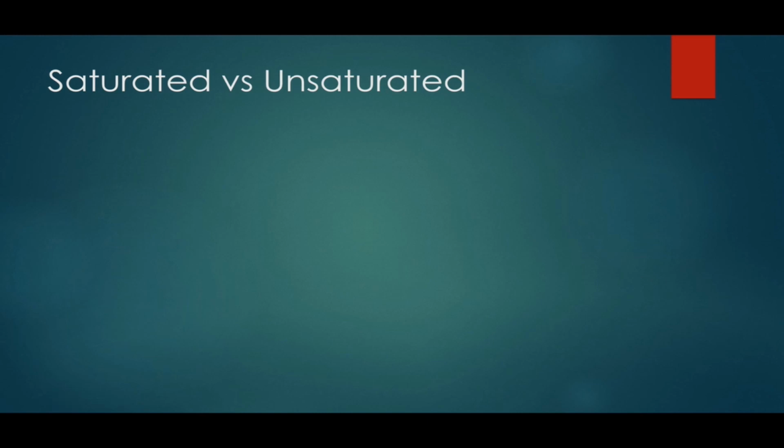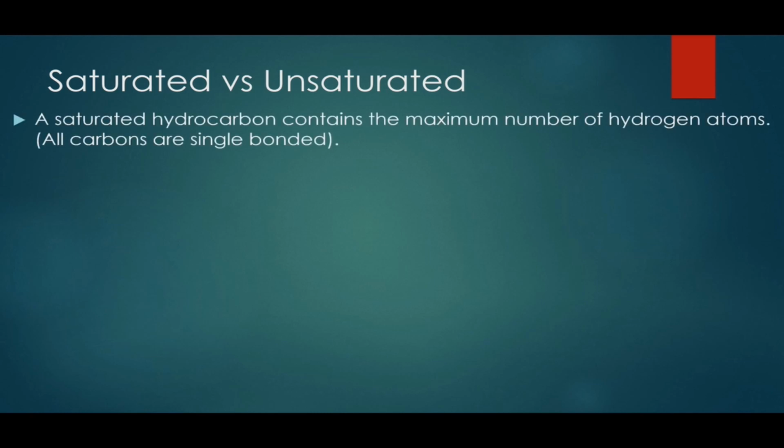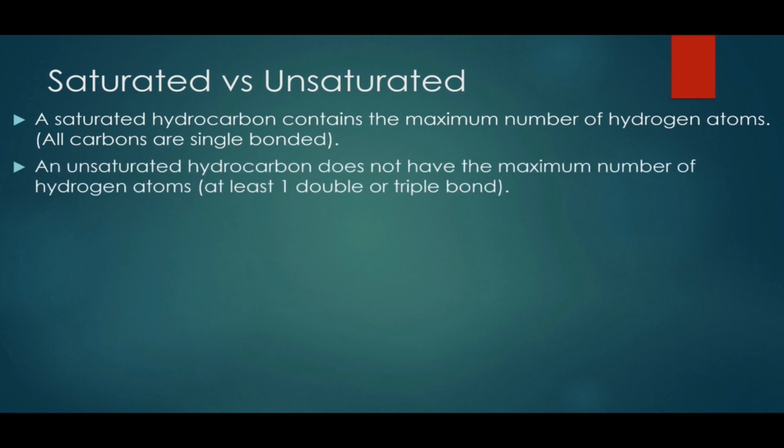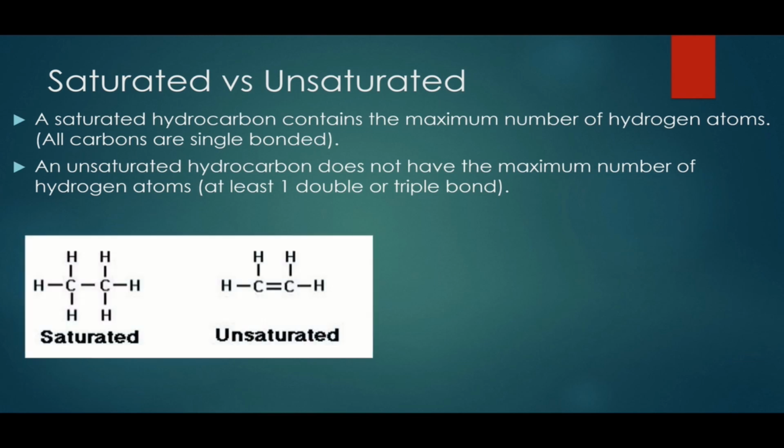Saturated versus unsaturated. These are common chemistry terms you'll hear quite often. In fact, you should have heard it last year in biology. As I mentioned a couple slides ago, a saturated hydrocarbon contains the maximum number of hydrogen atoms. All the carbons are only single bonded to each other, which means all the other bonds that they have to form go to hydrogens. An unsaturated hydrocarbon does not have the maximum number. It is not full. That usually means it contains at least 1 double or triple bond.